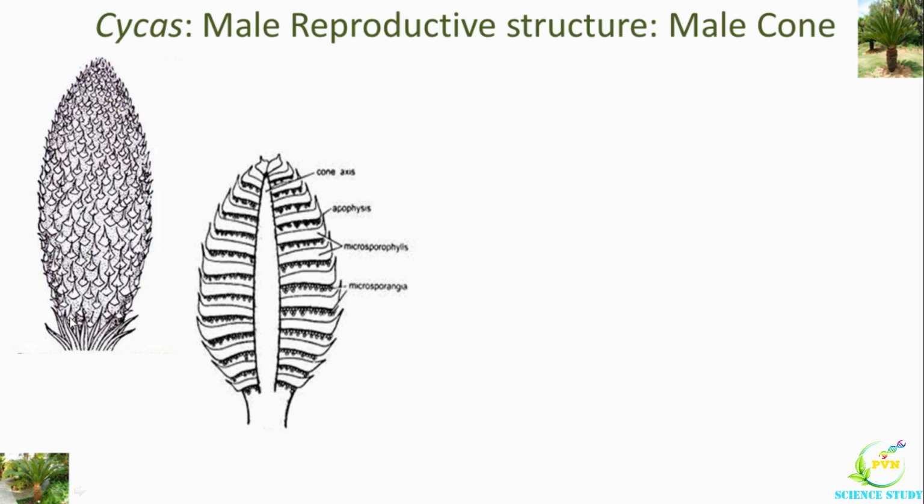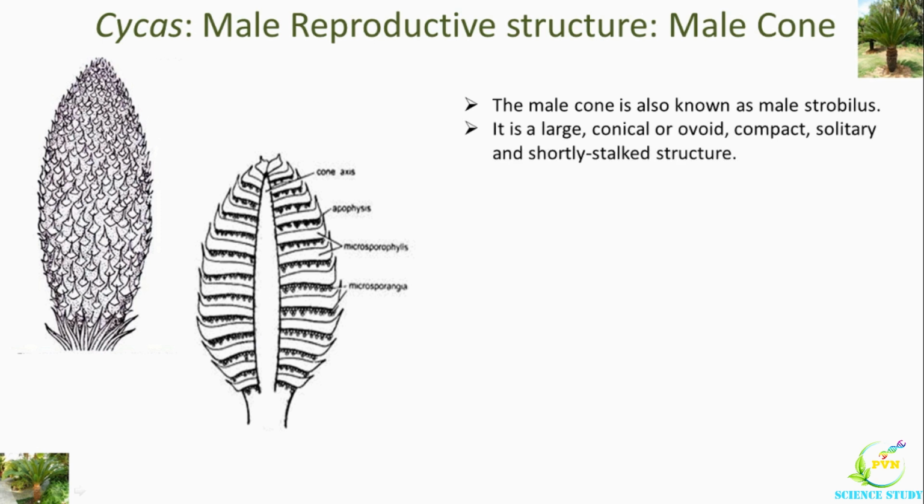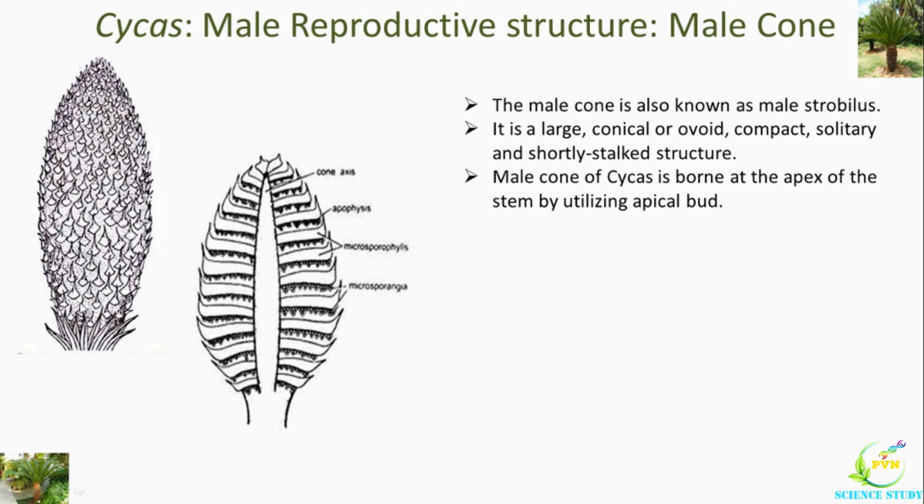This is the figure of the external morphology of the male cone, and this is the vertical section of the male cone of Cycas. The male cone is also known as the male strobilus. It is a large conical or ovoid compact solitary structure. It is short stalked, as we can see here, the stalk is very short. The male cone of Cycas is borne at the apex of the stem by utilizing the apical bud, as we have studied in the external morphology of Cycas.